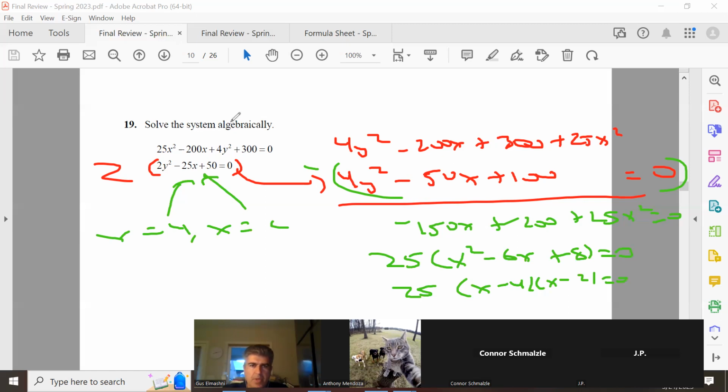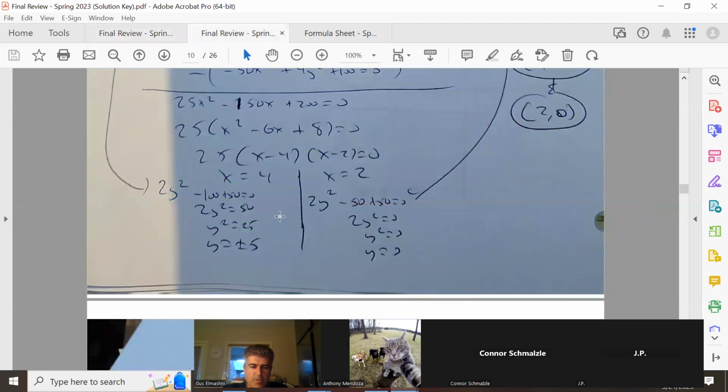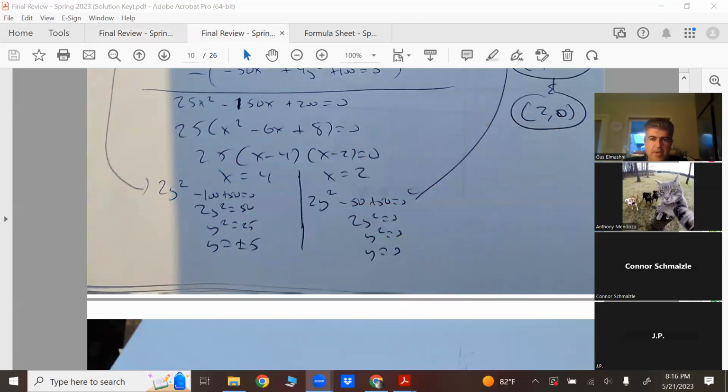And if I go back to the solution key one more time, when I do that, I get 2y squared equals 50, y squared is 25, y is plus or minus 5. That is associated with x equals 4. Plug in the other one here, I get 2y squared equals 0, y is 0. That's associated with x equals 2. So there we go. All right, so now transformations.